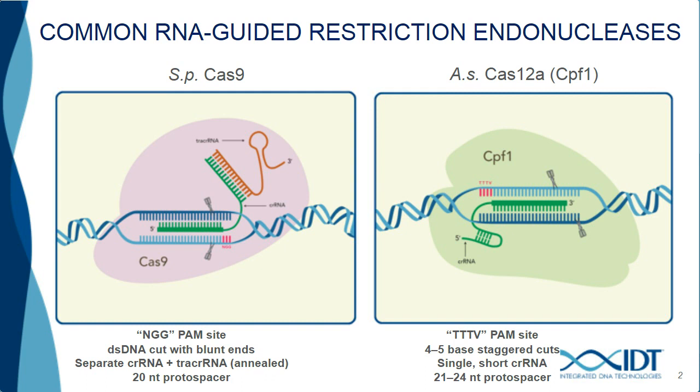Upon recognition of the target complementary to the guide RNA, Cas9 generates a predominantly blunt-ended double-strand break between the third and fourth base 5' of the PAM. Cas12a, on the other hand, is generally limited to targeting sites with a TTTV PAM at the 5' end of an approximately 21 to 24 nucleotide protospacer sequence used for targeting. Upon recognition, Cas12a generates a much more variable double-strand break by nicking both strands approximately 4 to 5 spaces apart towards the end of the protospacer sequence.